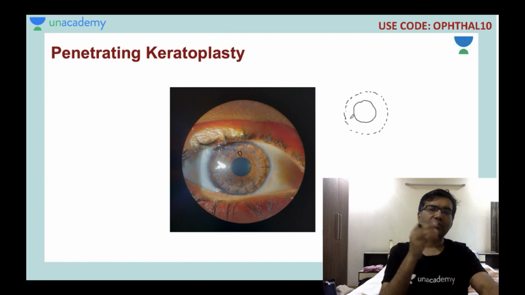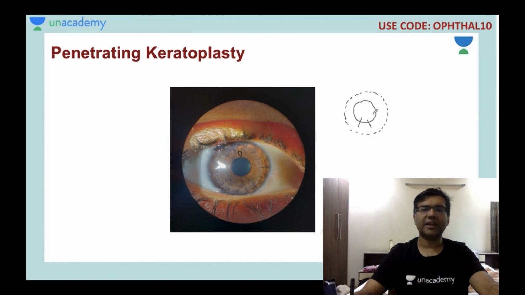The central opacified part is basically removed and we put a near clear cornea here and we basically put the 10-0 monofilament nylon sutures to anchor it. Okay, so if you can see, these are the non-absorbable 10-0 monofilament nylon sutures which are basically used to attach or hold the donor cornea with the host cornea.